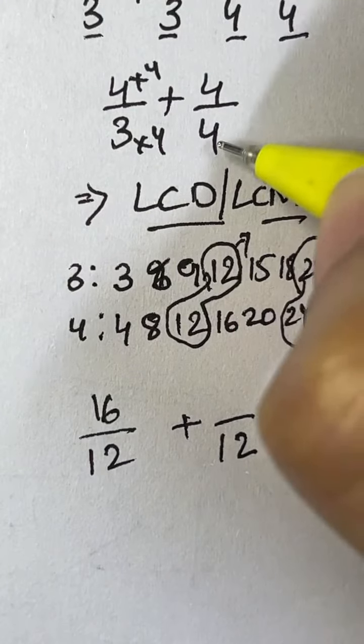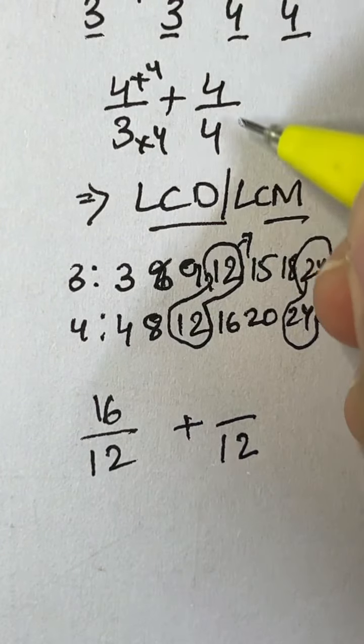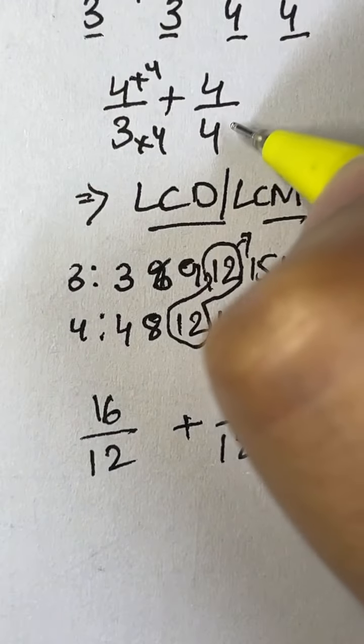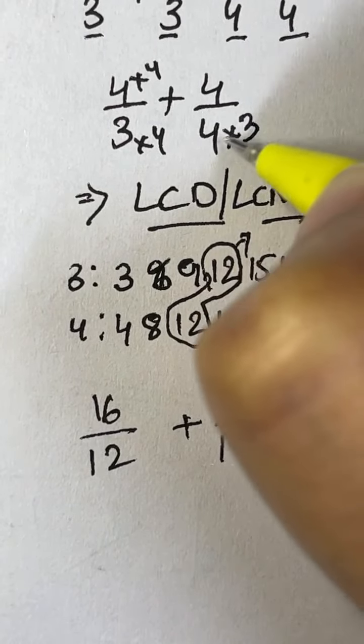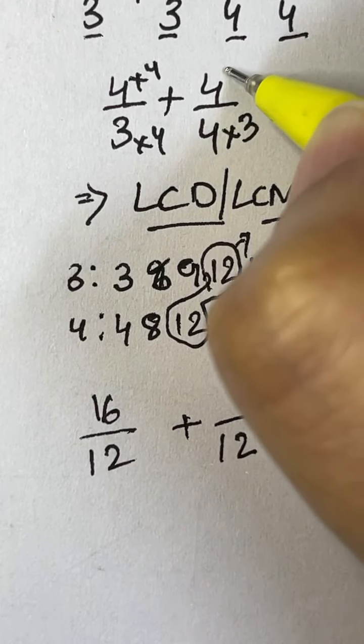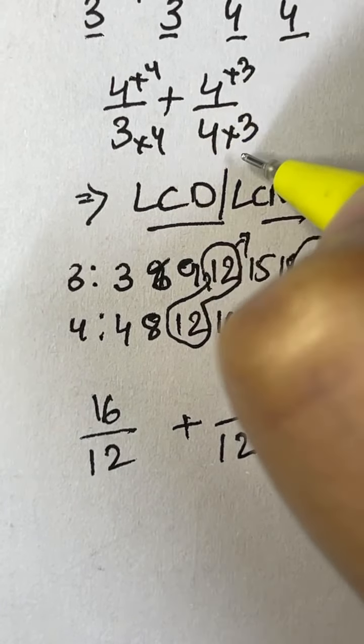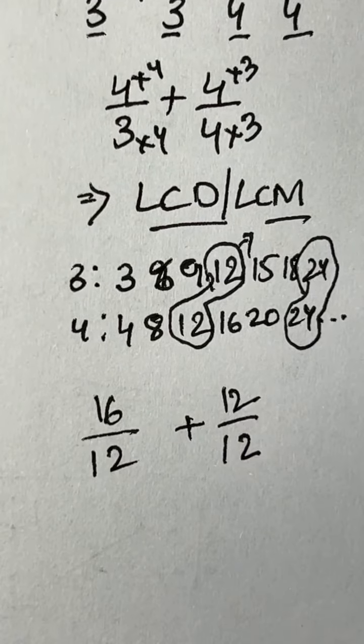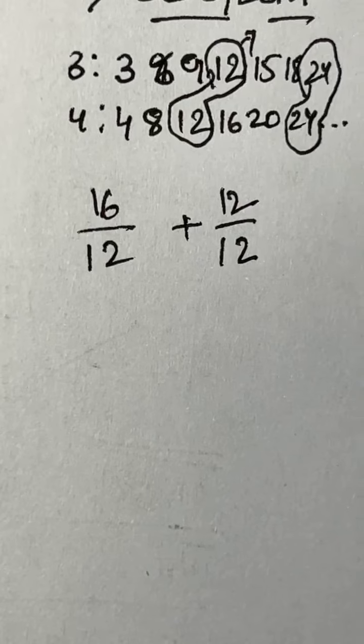Now here, 4 times what makes 12? Because I've changed the denominator from 4 to 12. How can I do that? Just multiply by 3. When I multiply by 3, I need to do the same with the numerator as well. So 4 times 3 is 12. So I get 12/12. And now, what is 16/12?